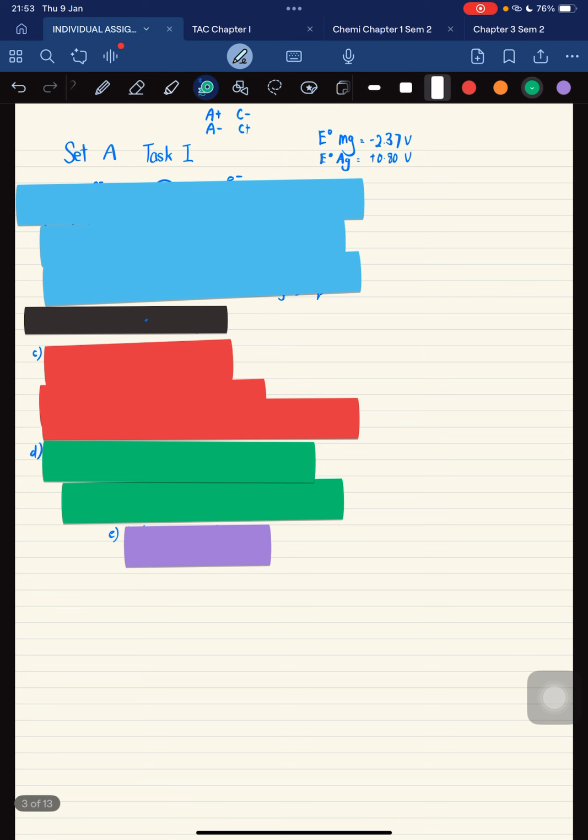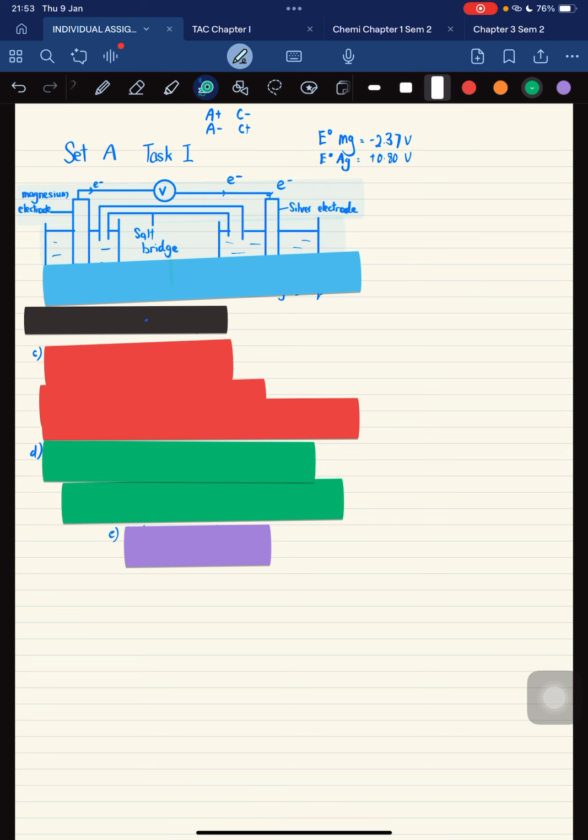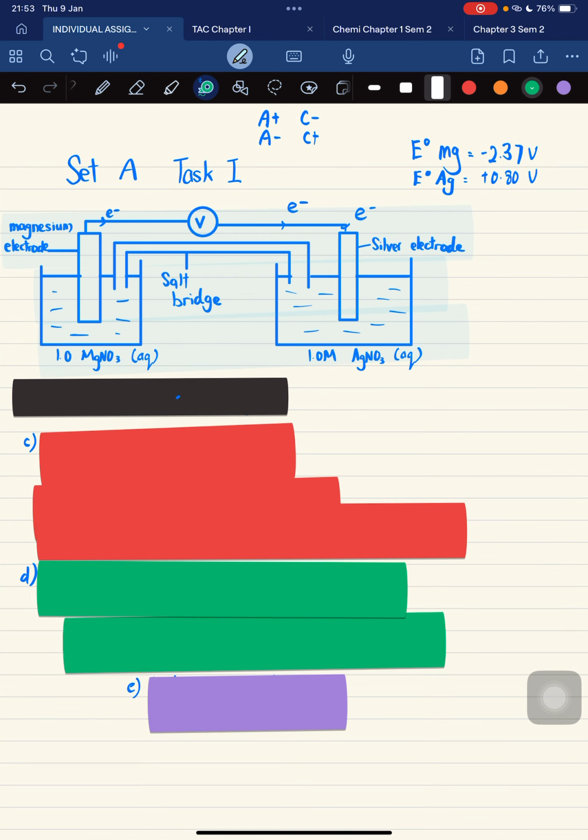So how does it look like? Yeah, and this is how we should construct a galvanic cell for magnesium and silver. And how do we determine which one is a positive terminal and which one is a negative terminal?